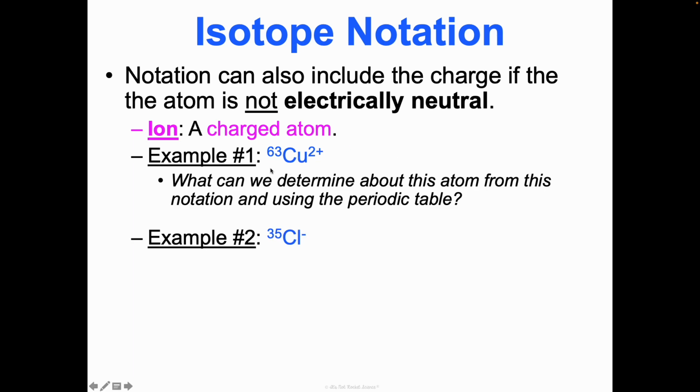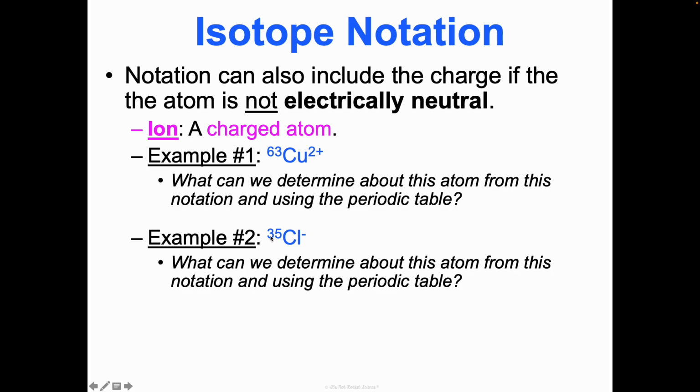All right, let's do another example. 35Cl minus. All right, Cl stands for chlorine. From the periodic table, we see it has an atomic number of 17, so we know it has 17 protons. From this notation, we see 35, okay? 35 is the mass number. Mass number is protons plus neutrons. So if I want to know the number of neutrons, I do 35 minus 17, that's the atomic number, and I get 18 neutrons in the nucleus of this atom.